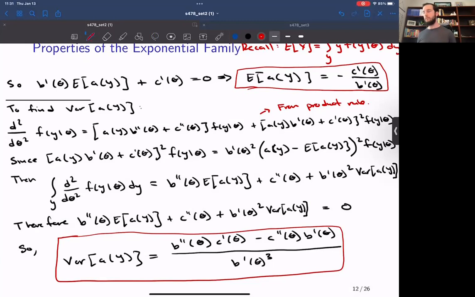Okay, not seeing any. So those are obviously two major derivations for the exponential family distribution. We now have expressions for the mean of A of y and the variance of A of y. If the random variable of interest can be written in canonical form, that means that we also have expressions for the variance of y and the expected value of y.